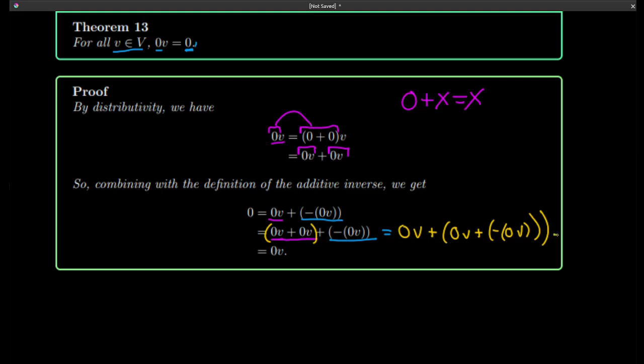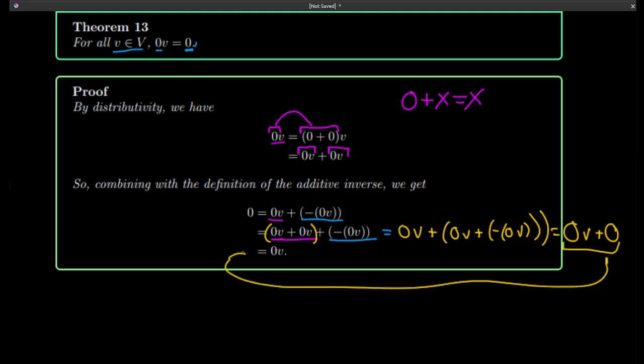Okay, cool. So I get 0v plus 0, where 0 is the additive identity of the vector space now, not the additive identity of the field, right? Okay. And so from the fact that 0 is the additive identity of the vector space, we know that this here, and this is the step I skipped, gives you 0v. So 0 is equal to 0v.